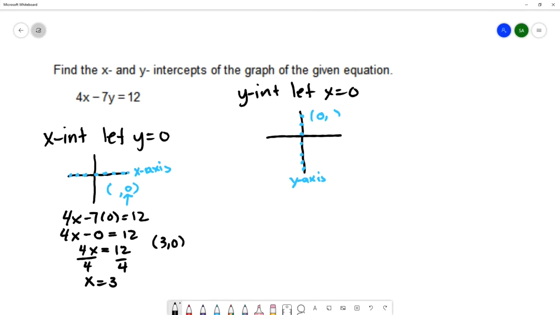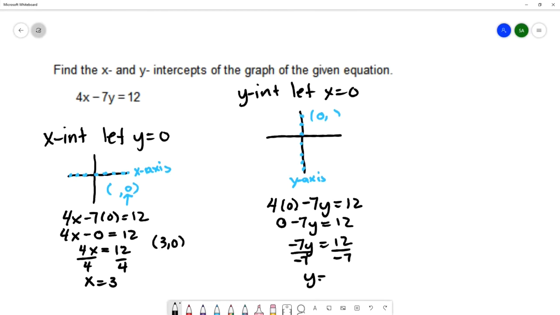So in our example, we would have 4 times 0 minus 7y equals 12. 4 times 0 is 0. 0 minus 7y is negative 7y. We're going to divide both sides by negative 7, and that gives y equals negative 12 over 7. So our y-intercept is negative 12 over 7. We'll write that as an ordered pair. And that's 0, negative 12 over 7. So we have our x and y intercepts of this given equation.